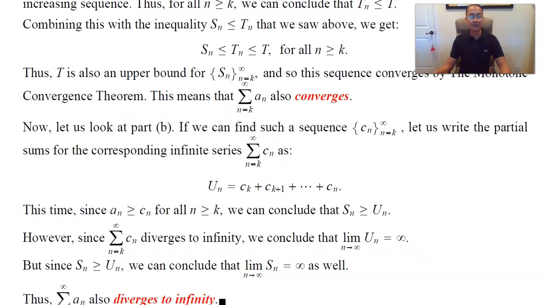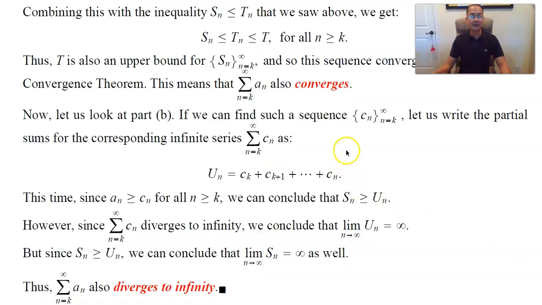What if we have another sequence C sub n, and the corresponding infinite series diverges to positive infinity? So this time, let's write the partial sums as U sub n, which is c sub k plus 1, all the way up to C sub n.